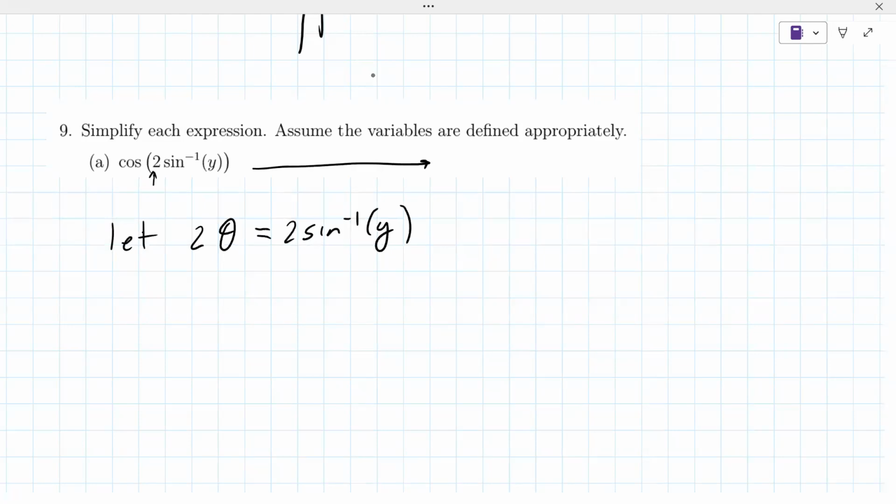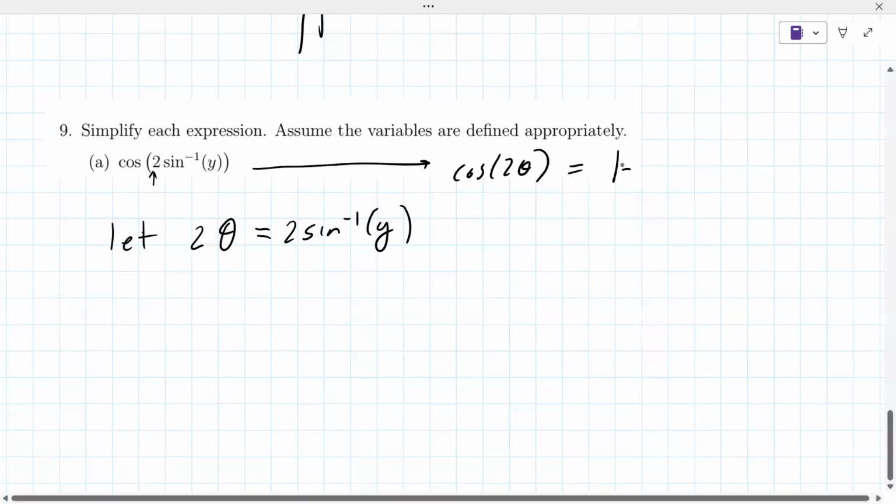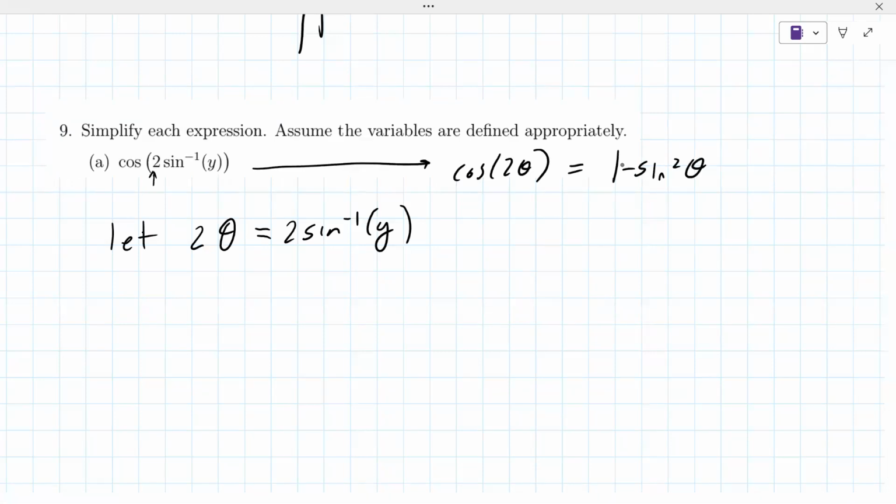Yeah, so this becomes cosine of 2 theta, which we're going to use one of those double angle formulas for, which you have to memorize. I just go look them up, but you have to remember them. It's kind of a rite of passage in these courses. So maybe we'll do 1 minus sine squared theta, but there's 3 that you could use. So that's just one of many.